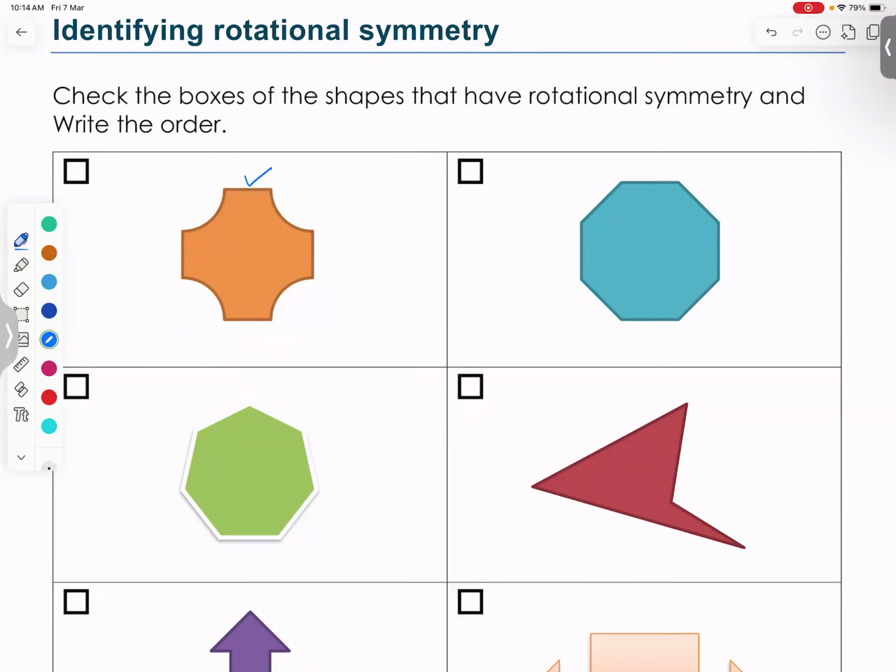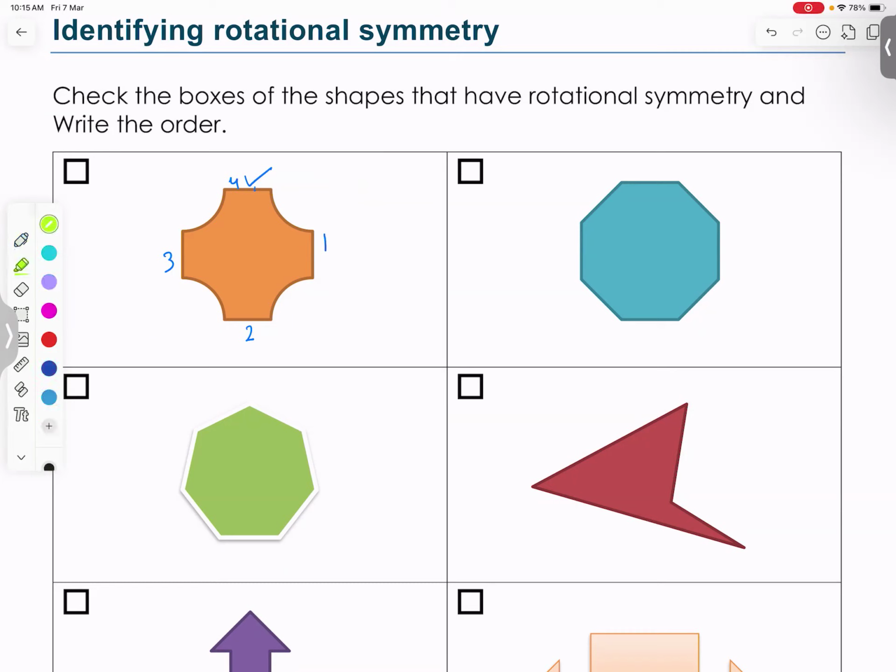Take a side. This side can shift to this side, so that's one rotational symmetry, and this side can be shifted to this point. So two rotational symmetry, and this one can be shifted to this point. So three rotational symmetry, and this one comes back after a rotation of 360. So it has four rotational symmetry. We find how many rotational symmetries this diagram has by rotating the diagram.